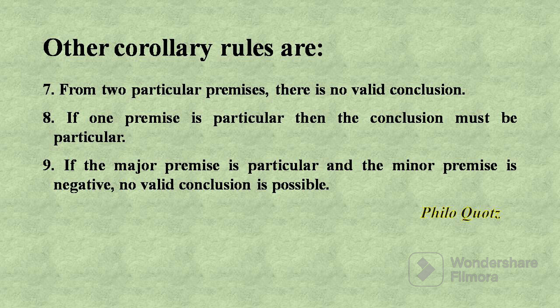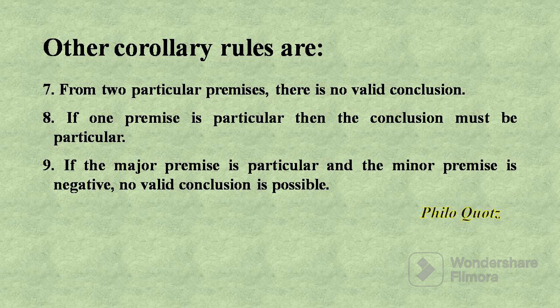Number 7: from two particular premises, there is no valid conclusion, just like from two negative premises there is no valid conclusion. Number 8: if one premise is particular, then the conclusion must be particular. As we know that if one of the premises is negative, then the conclusion is also negative, it is the same here.